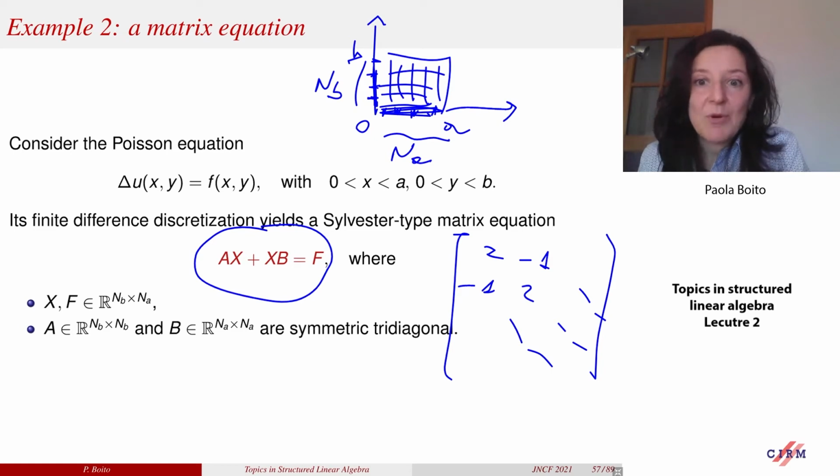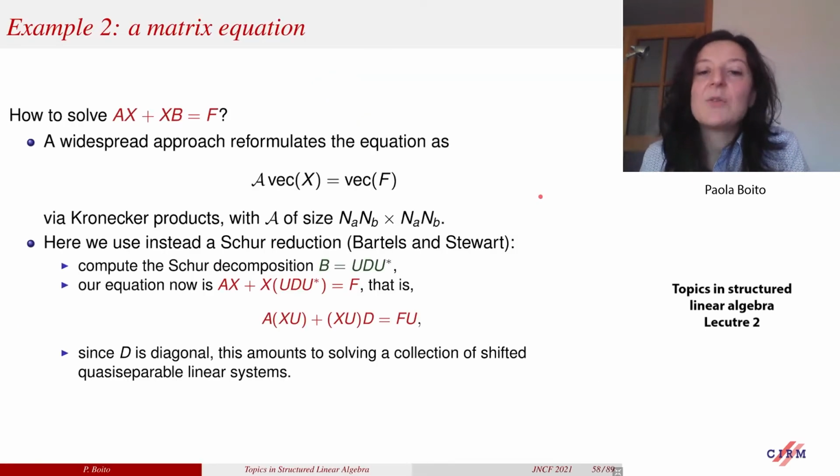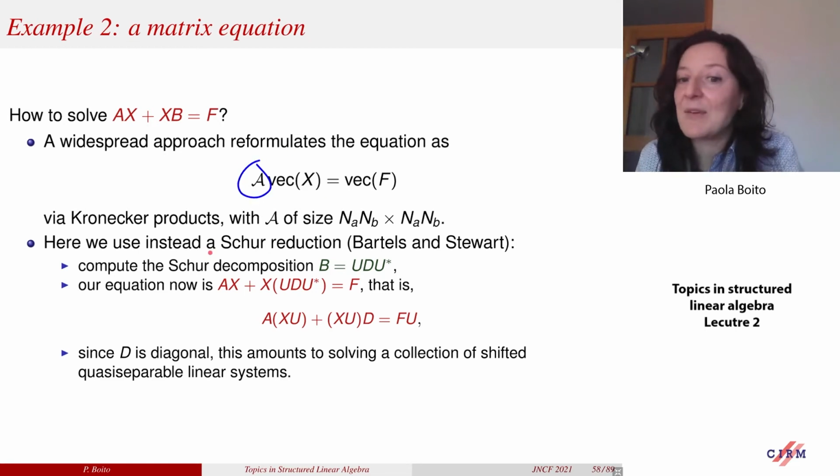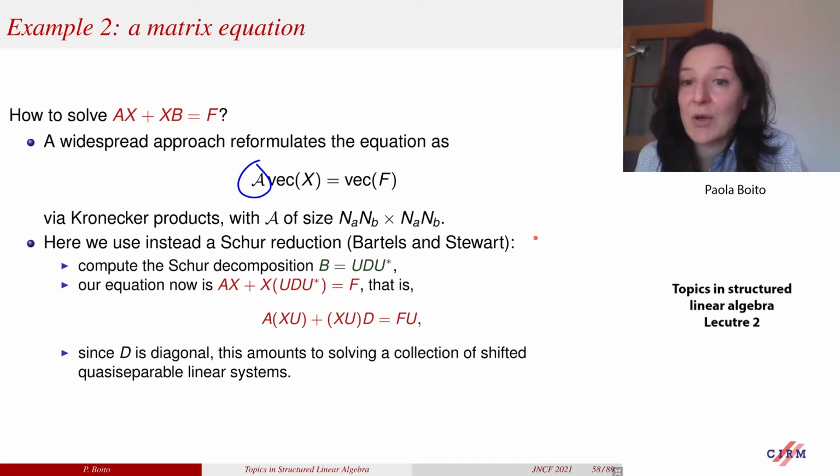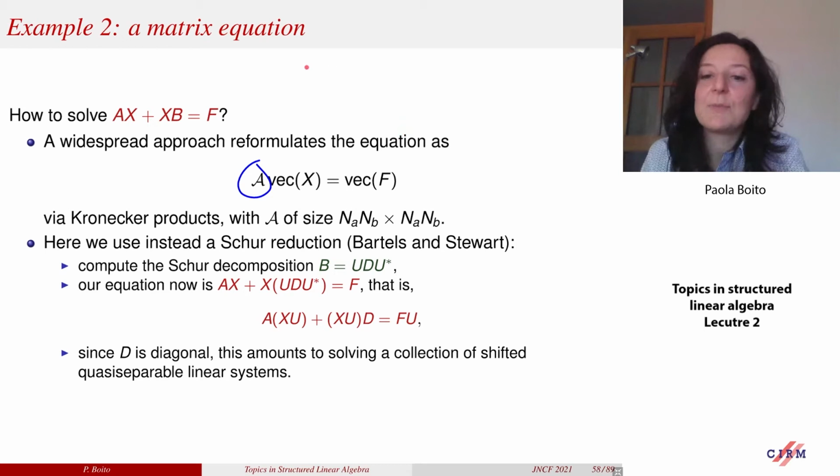Why is this related to our problem? Because how do we solve such a matrix equation? So there are several approaches. One of these involves vectorizing the unknown matrix X, so transforming it into a vector where we put all the columns of the matrix one under the other, and then we solve a linear system with a bigger matrix. But another approach that's perhaps more convenient for us is to use the Bartels-Stewart method that relies on a Schur reduction of the matrix B. So Schur reduction means the following thing.